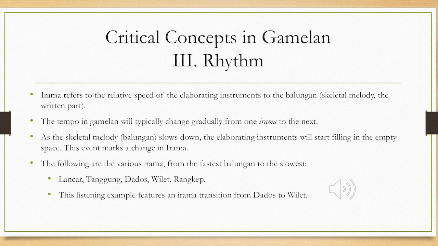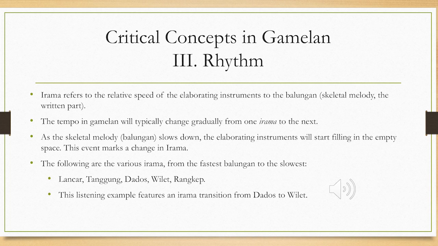Okay, the next concept that I wanted to get into was the rhythmic concept of gamelan. The main rhythmic concept that we need to deal with is called irama. Irama refers to the relative speed of the elaborating instruments to the balungan, or the written part, that skeletal melody that we talked about. So what I mean by that is that if we have a fast balungan, a fast skeletal melody, the elaborating instruments don't have a lot of space in between those balungan notes to fill in extra parts.